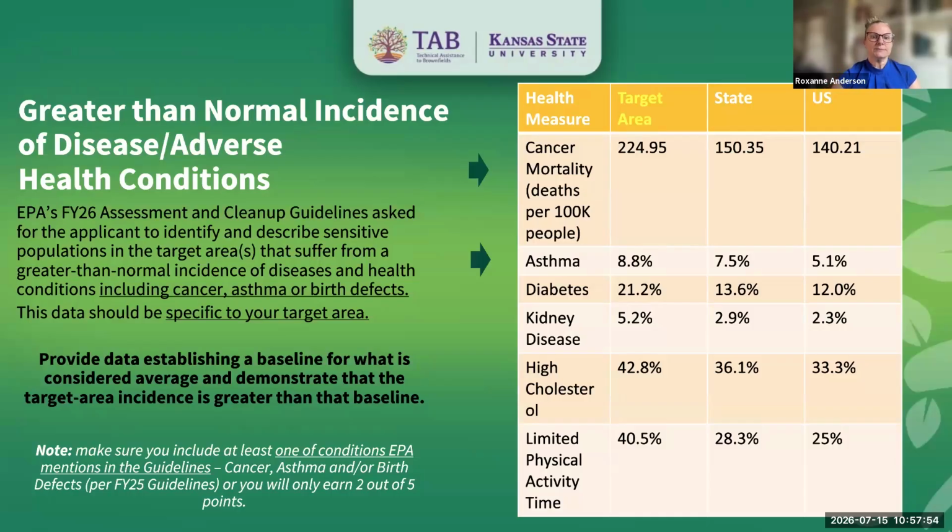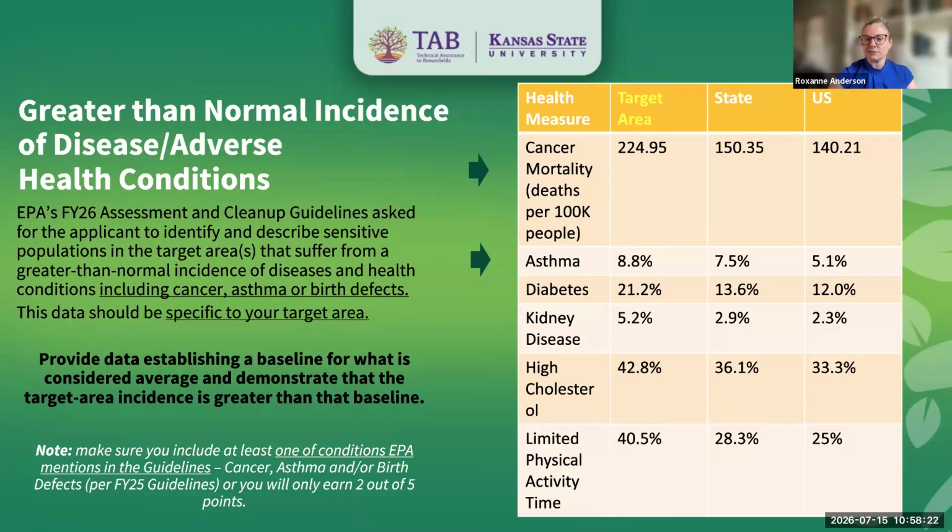So if I tell you the asthma rate in my target area is 8.8%, you have no idea if that is high or low if you're a reviewer. So if I tell you it's 8.8% compared to 7.5% statewide and 5.1% nationally, now you can see that disparity. So what EPA means when it talks about greater than normal is you need to establish what is considered average or expected and then demonstrate that your target area exceeds that baseline.